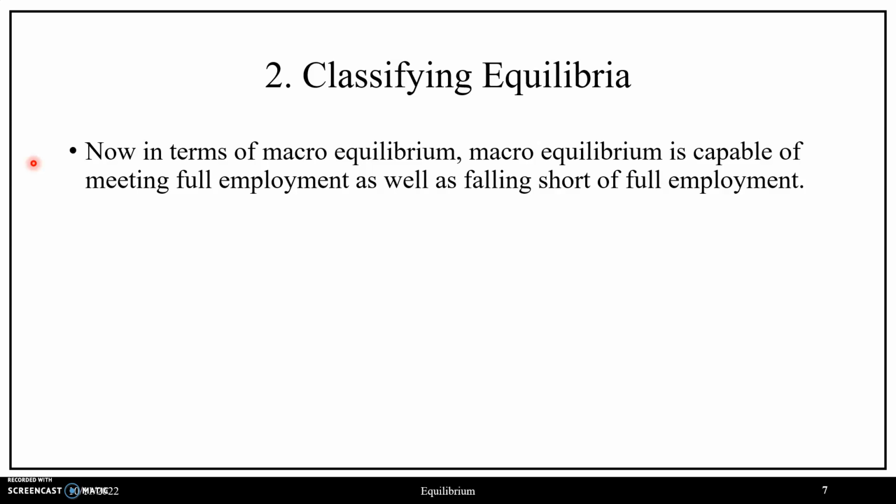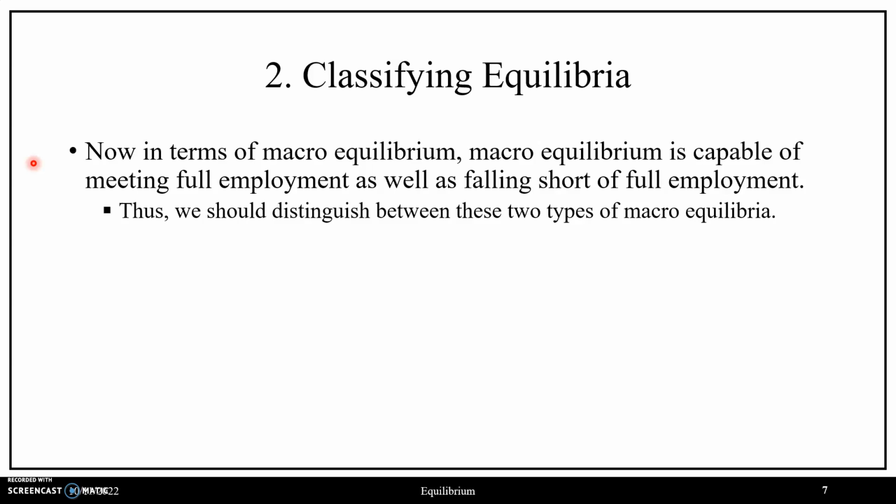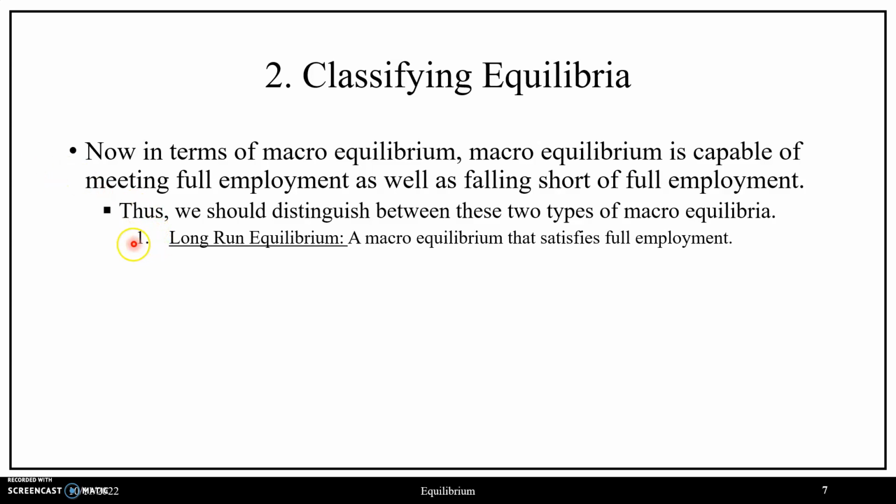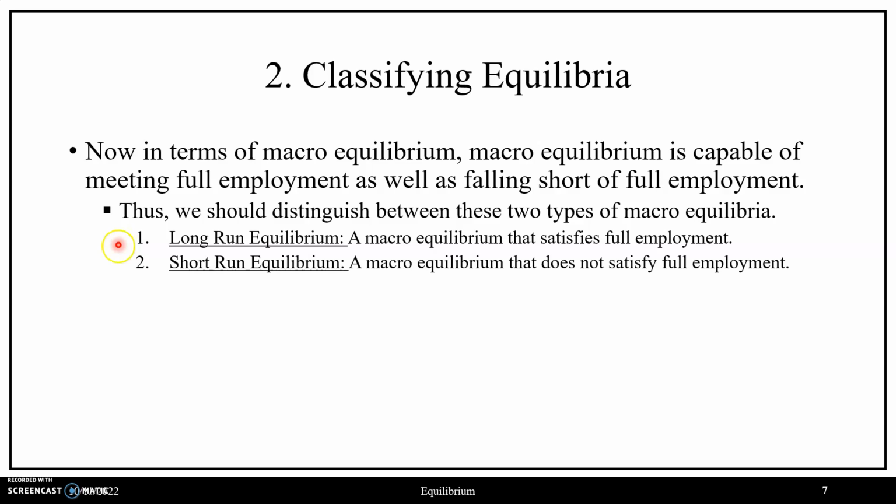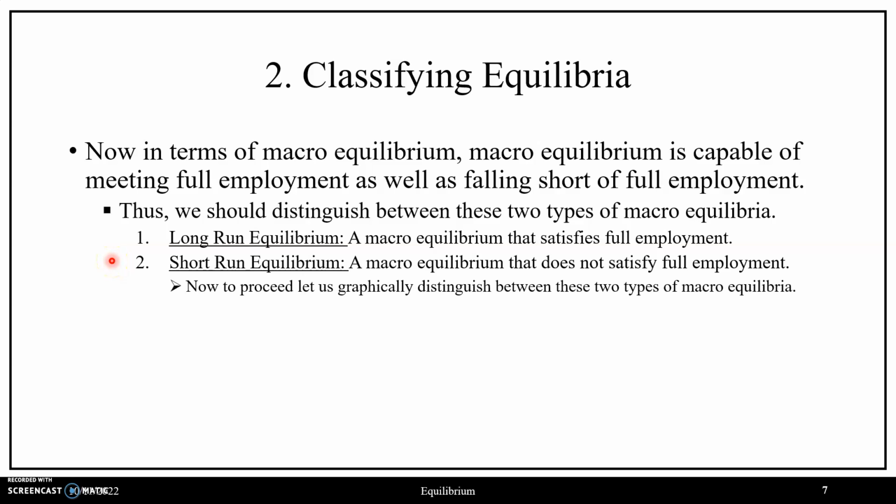So, given our concept of macroequilibrium and a performance goal of full employment, and an economy capable of meeting and falling short of this performance goal, we should distinguish between a macroequilibrium that meets full employment and one that falls short of it. Therefore, this brings the definitions of a long-run equilibrium and a short-run equilibrium, in which a long-run equilibrium is a macroequilibrium that satisfies full employment, whereas a short-run equilibrium is a macroequilibrium that does not satisfy full employment.